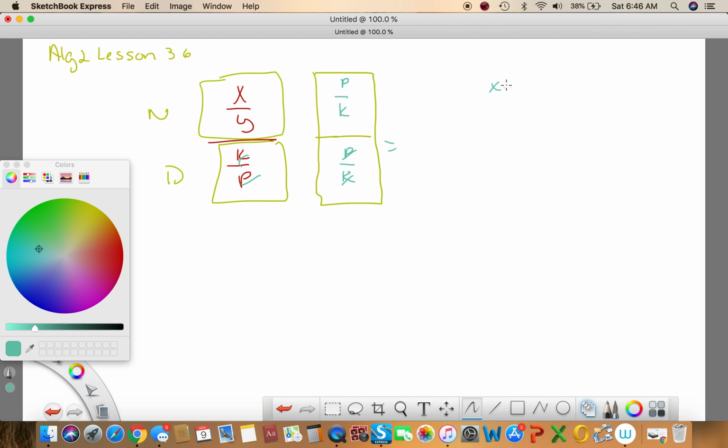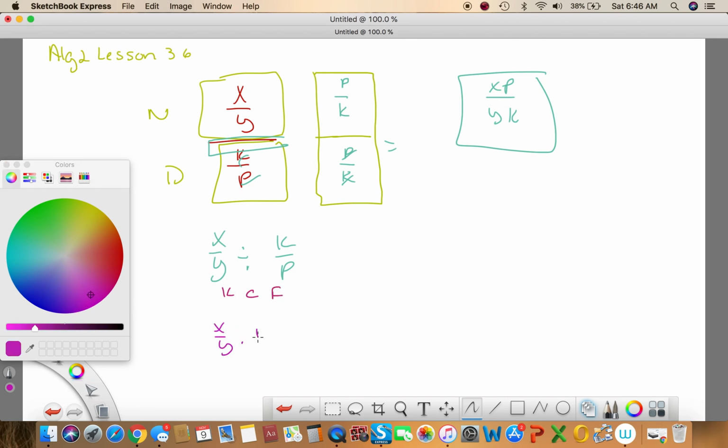So numerator times numerator over denominator times denominator. So then I simplify this from a complex fraction to a regular fraction. Likewise, I could have rewritten this as x over y divided by k over p, and I'm going to keep, change, flip, and I get x over y times p over k, which I get the same way. I've just contrived this problem. It's just the way how I look at it.